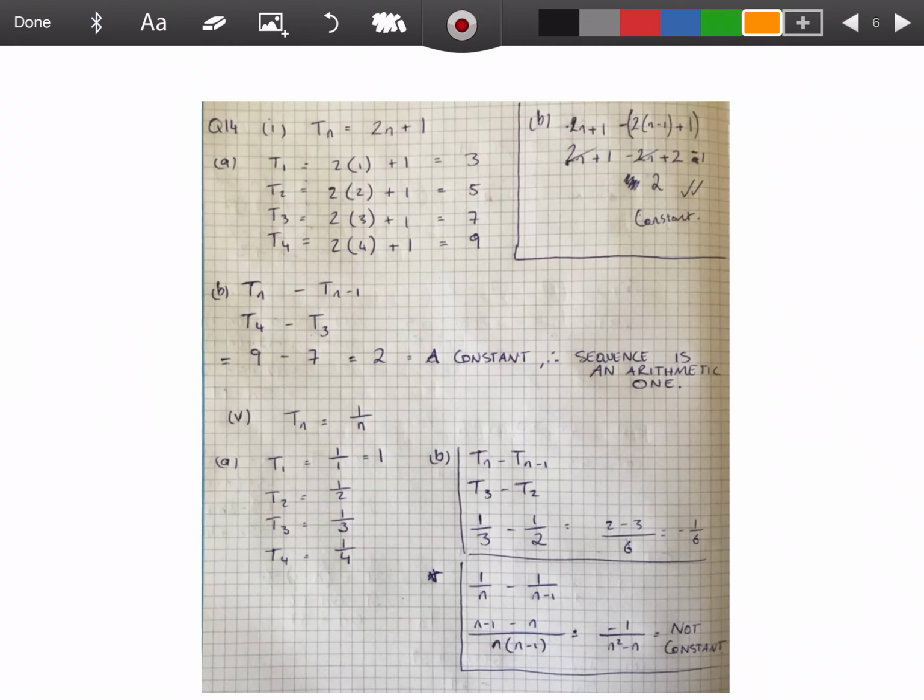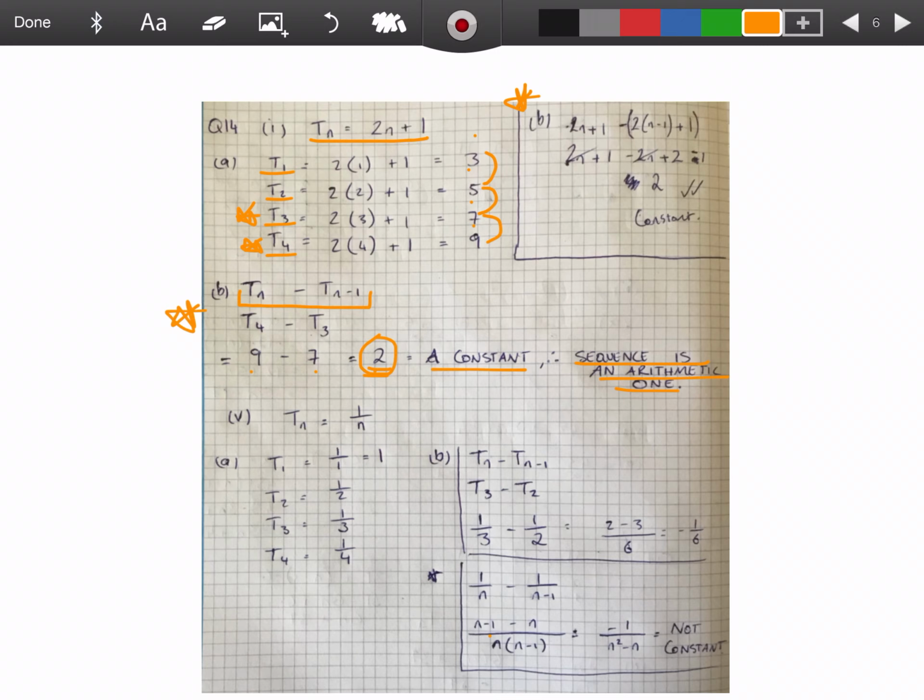Okay, you can see I've done it 2 different ways here. I've done it like this, and I've done it up here in this box as well. So I want to show you both. First thing I've done, Tn minus Tn minus 1. So I took one of them. So imagine I took T4, and the one before that, Tn minus 1, would be T3. So I just did T4 minus T3, and that gives us 2, which is a constant. Okay, so 2 is just a number, is a constant, and therefore I can say that the sequence is arithmetic.